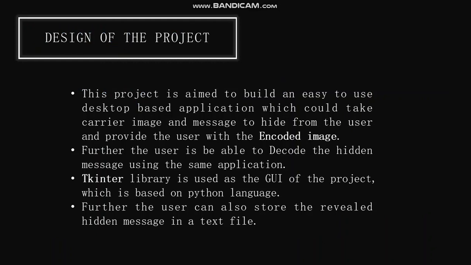This was all about the project analysis, and now comes the design of the project. This project aims to build an easy to use desktop based application which can take a carrier image and a message to hide from the user and provide the user with the encoded image. Further, the user is able to decode the hidden message using the same application. The Tkinter library is used for the GUI of the project, which is based on the Python language. Further, the user can also store the revealed hidden message in a text file.